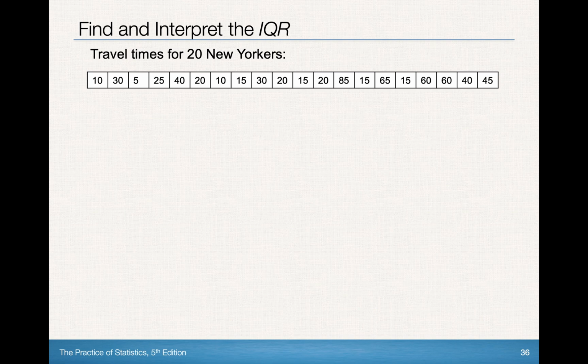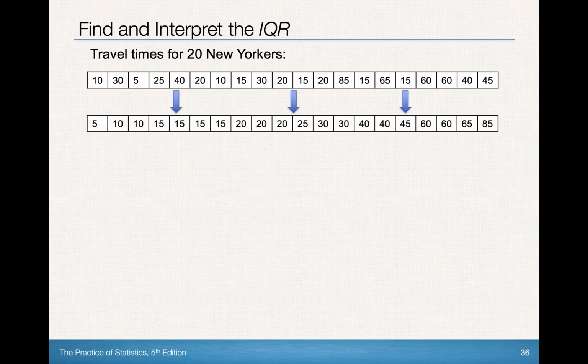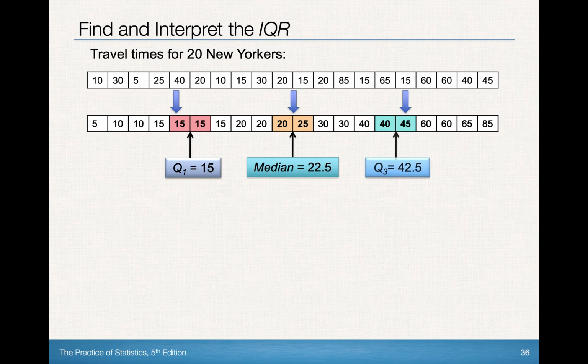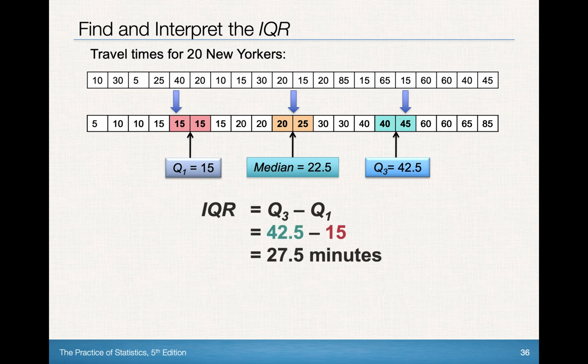Okay, so I'm going to take all of these data points and put them in order from least to greatest. And then I'm going to find the median. The median, we said, is the 22.5, because it's in between 20 and 25. Q1 is the median of the first half of the data, which is 15. Q3 is the median of the second half of the data, which is 42.5. So you have Q1 and Q3. The interquartile range is when you subtract those two values. So 42.5 minus 15 equals 27.5.